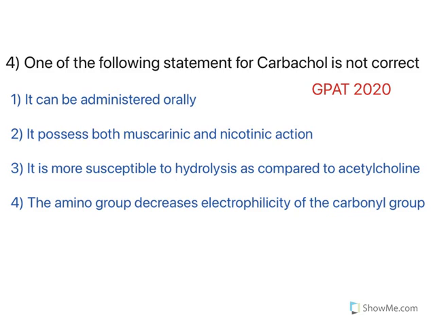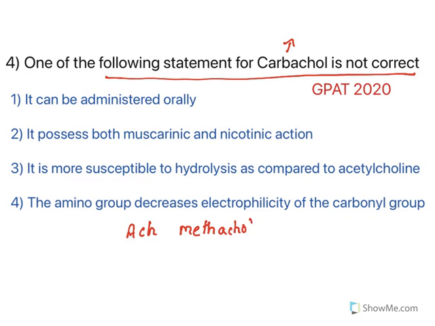Moving further, the last one in this category: one of the following statements about carbachol is not correct. Now see, carbachol is a synthetic derivative of acetylcholine. Acetylcholine's duration of action is very short. To increase the duration of action, it was structurally changed and methacholine was created. Methacholine is a methyl derivative of acetylcholine. Even that duration of action is not enough, so it was converted to carbachol. Carbachol is produced to increase the duration of action, by reducing its metabolism.